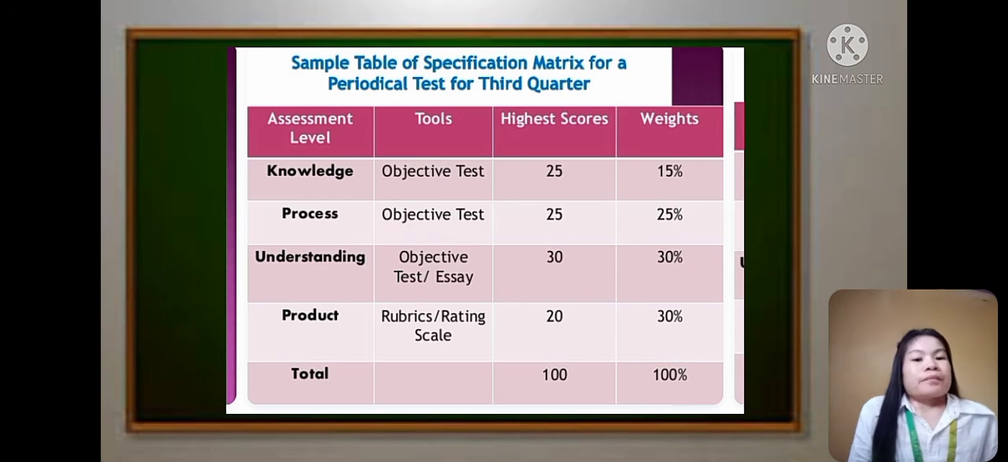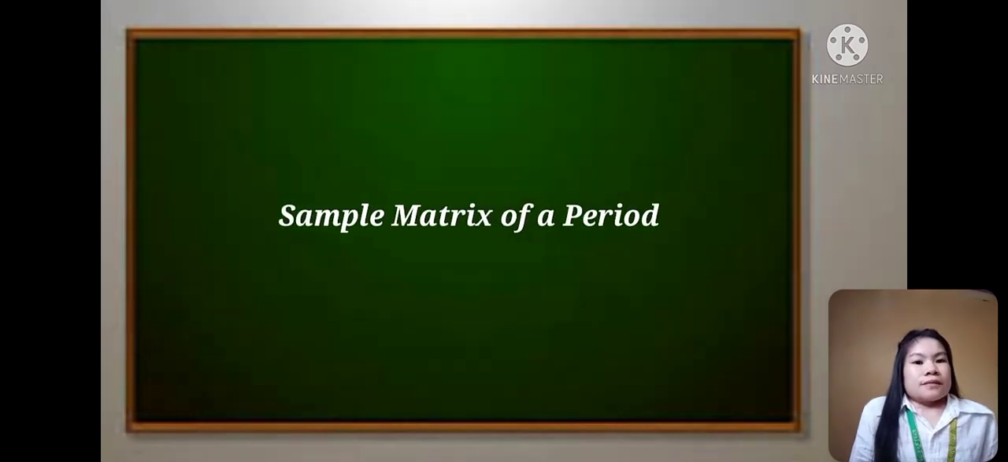Assessment level. Knowledge. Tools: objective test. Highest score 25. Weight is 15%. Process. Objective test 25. Weight is 25%. Understanding. Objective test or essay. Highest score 30. Weight is 30%. Product. Tools is rubrics, rating scale. Highest score is 20. 30%.